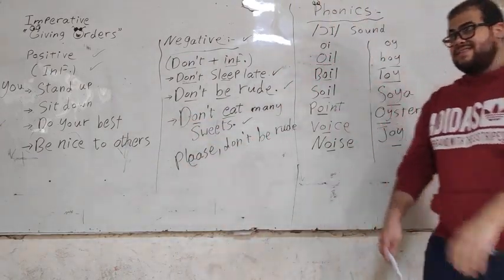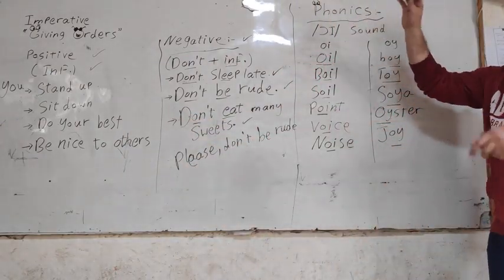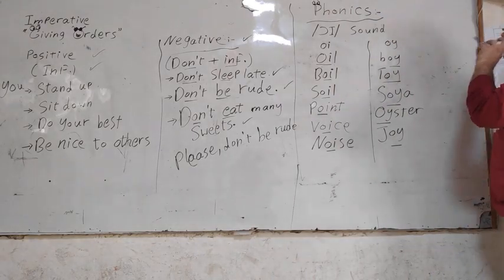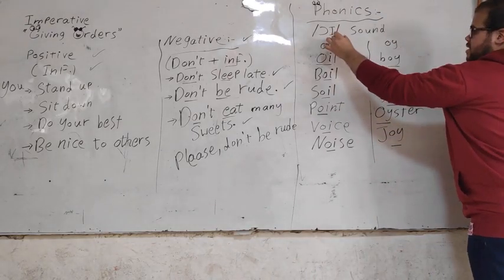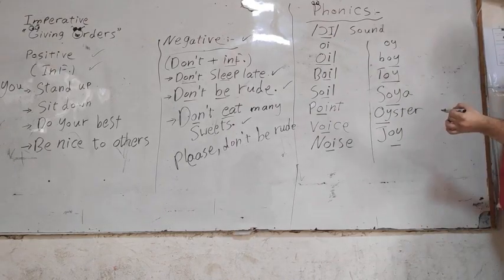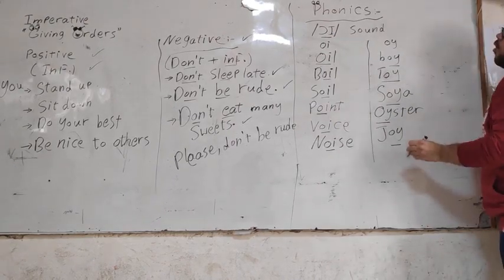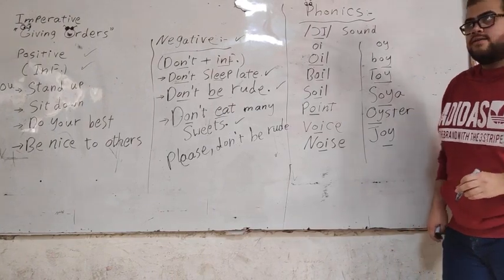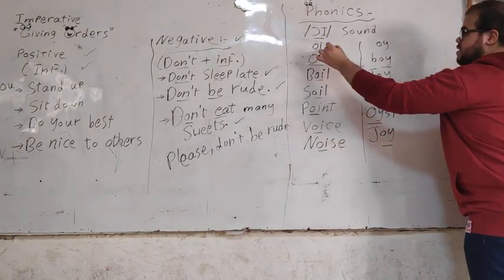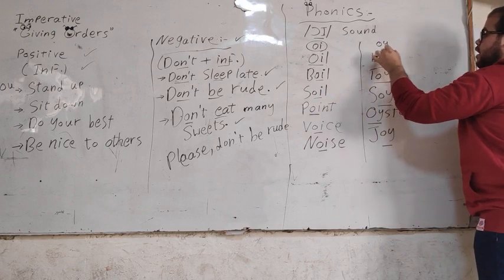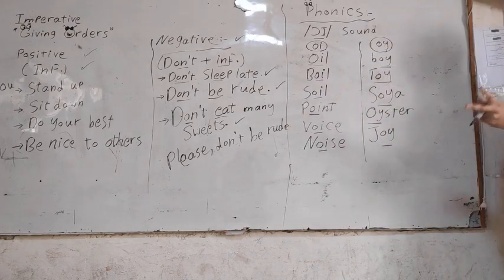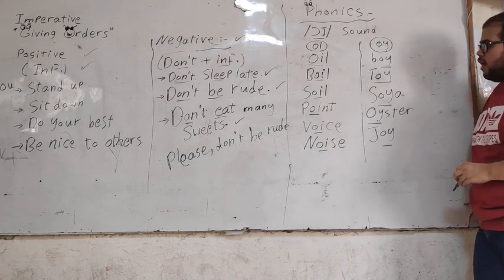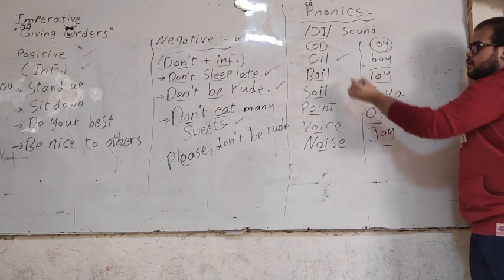Let's go on and talk about phonics. So this is the time for phonics. The sound in this unit is this one. How do we say this sound? We say it like oi. In letters, oi and oy are combined together. So let's say it in oi: oil.